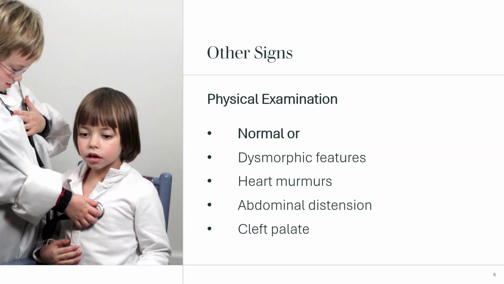So, after history, we should do appropriate physical examination. Physical examination may be completely normal, or there can be dysmorphic features, heart murmurs, abdominal distension, cleft palate, depending upon whether the child is having any clinical condition or not.